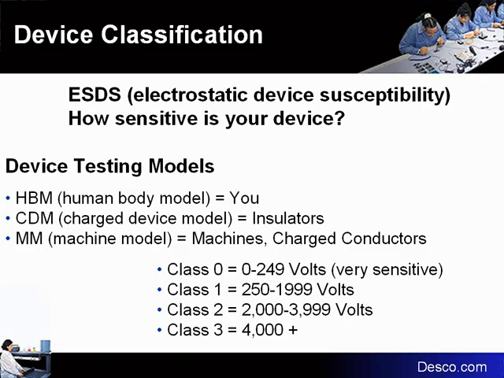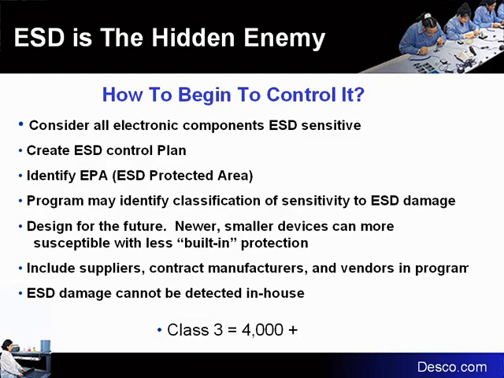So the classifications that came to bear are the human body model, which is operators or people; the charge device model, which would be insulators or devices at a workstation; and the machine model, which would be automating machines that are sometimes used in electronic assembly. The classifications have been set up currently as Class 0 from 0 to 249 volts, Class 1 250 to 1999, and on up. We do now even have people discussing Class 00 and Class 000, so as to get down to 0 to 50 volts for a Class 000 device.